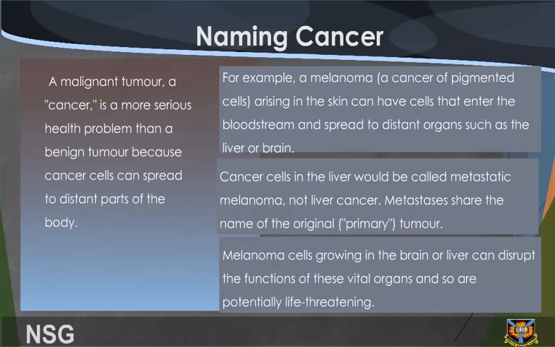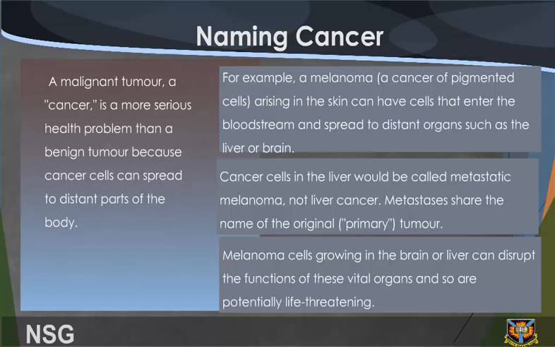A malignant tumor, a cancer, is a more serious health problem than a benign tumor because cancer cells can spread to distant parts of the body. For example, a melanoma, a cancer of pigmented cells, arising in the skin, can have cells that enter the bloodstream and spread to distant organs such as the liver or brain.